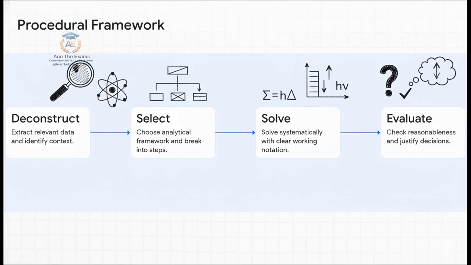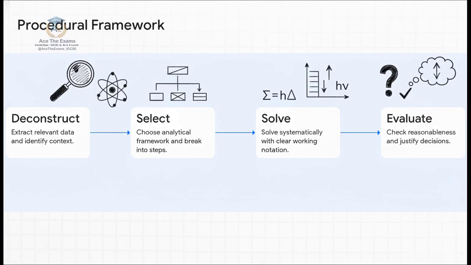And finally, Step 4. This is the one that 90% of students completely forget to do. Evaluate. Check your final answer for reasonableness. Does the energy value you just calculated actually make sense for an electron transition in this specific real-world atom? If you get an answer that suggests the photon has the energy of a macroscopic baseball, you've messed up your powers of 10, right?